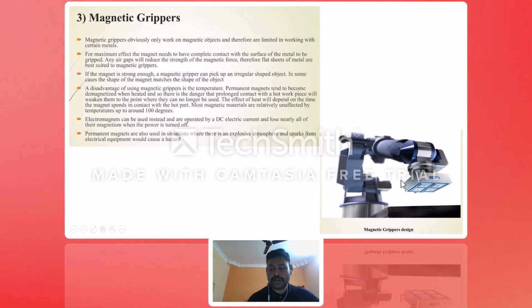Coming to the magnetic gripper, they use a magnet to grip the workpiece. If you use niobium and other electromagnets, you can control it easily. To place the component over the workpiece, you just give electrical power, so the electromagnet gets magnetized and grips the workpiece. The magnetic gripper gives very good gripping force, but the limitation is that the material should be ferrous. A non-ferrous material will not be attracted by the magnet.